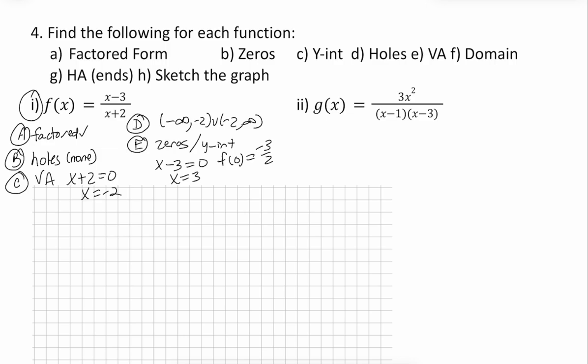The only thing we have not done on this list is our horizontal asymptotes. So we'll call that F. So again, for these, let's always kind of do it in this order. It's very helpful. So what are the ends doing?